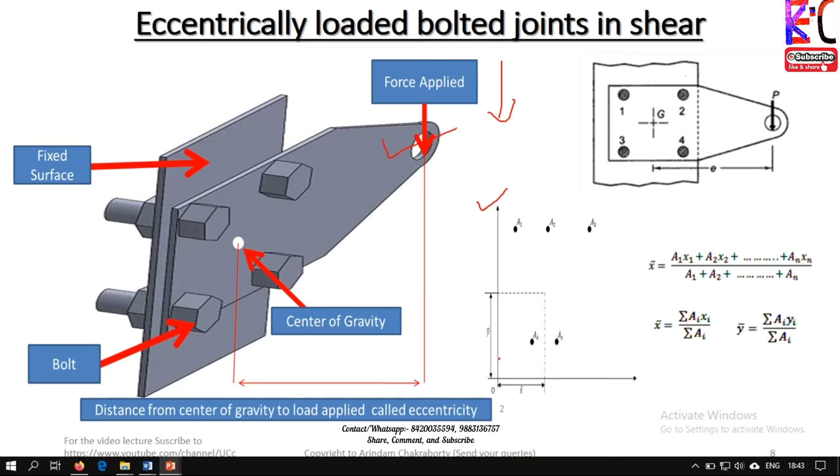As you know, this is a mathematical term where you find the x dash, that is the center or the gravitational center, in terms of x coordinate and in terms of y coordinate. This will help to find out the center of gravity while solving the maths. It is only for your reference.